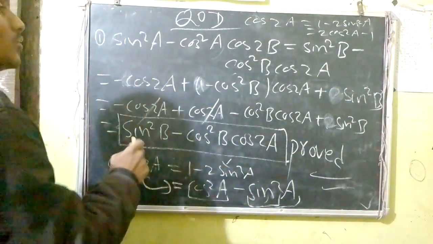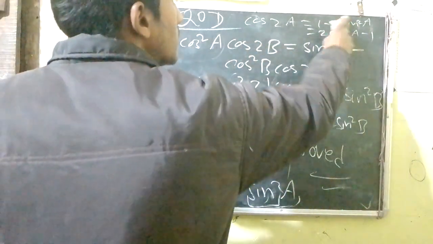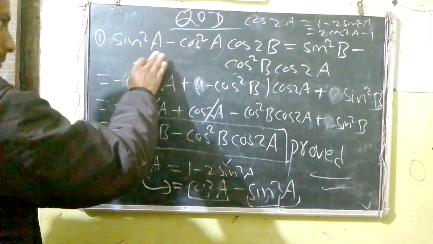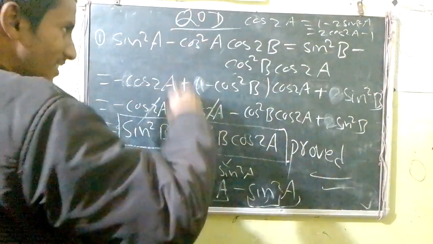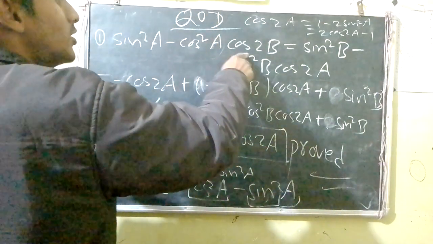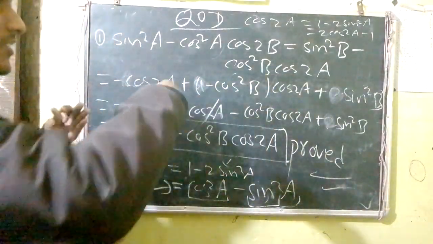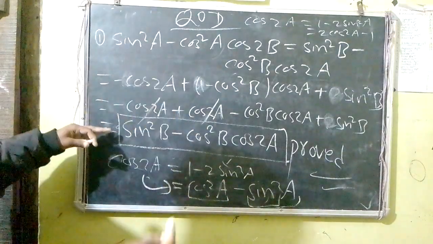It'll become 2 sine square b, and we can replace 2 sine square b with this formula. According to this formula, it becomes in the form of 2a. This also becomes in the form of 2a. And then the next step is to write cosine 2b in terms of b's only, and then solve it. Solve the steps, and you'll get what you wanted to prove.